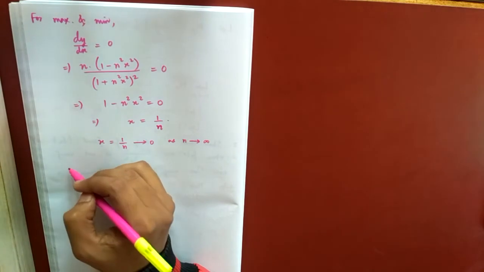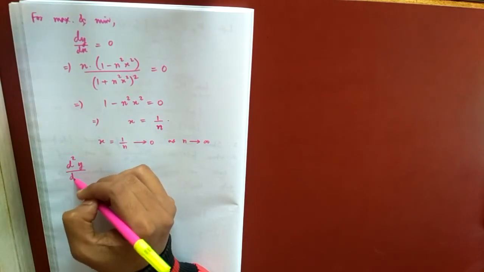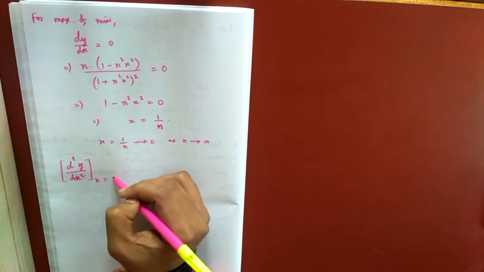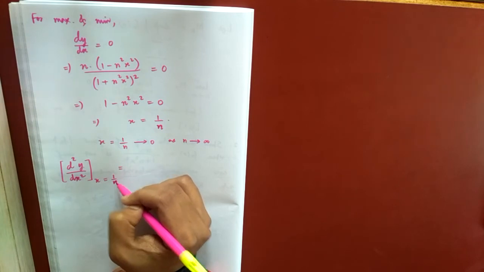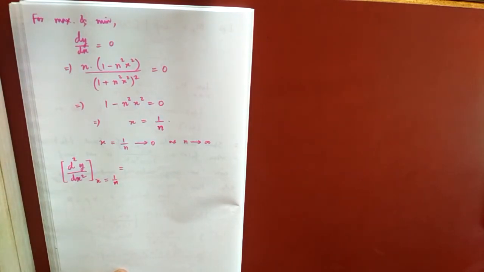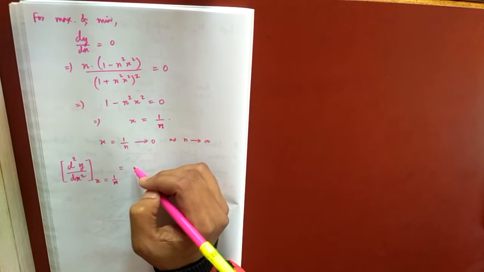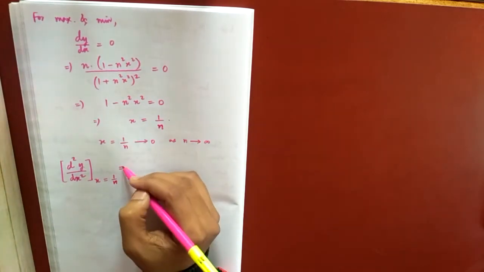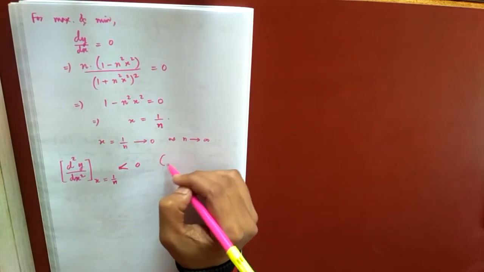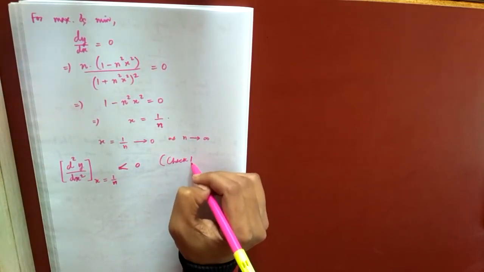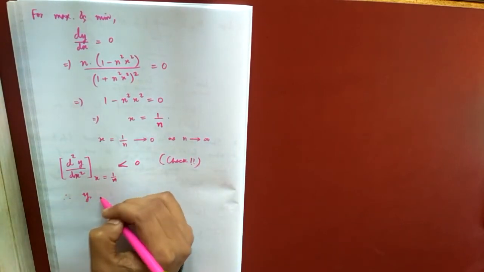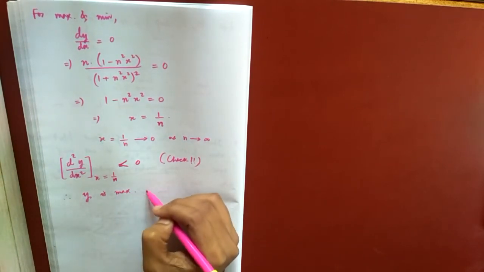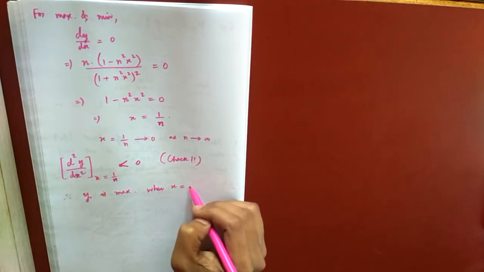So now your task is to find the second order derivative, okay? And put x equals 1 by n there. You are going to get something like this. You'll get something less than 0 for sure. You just check this. So what can I say? Therefore, y is maximum when x equals 1 by n.